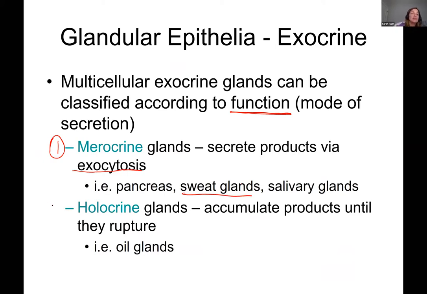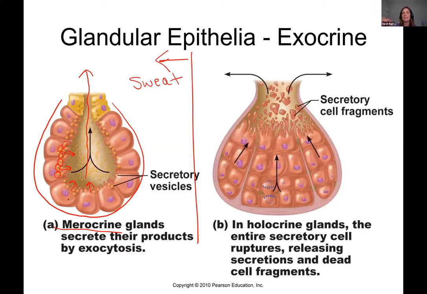The other kind of multicellular gland is called a holocrine gland. This one is very different. So its function is very different. The functions of these two exocrine glands are very different. A holocrine gland is this one over here on the right. And again, you can see it's a multicellular gland. You can see all the cells in here.